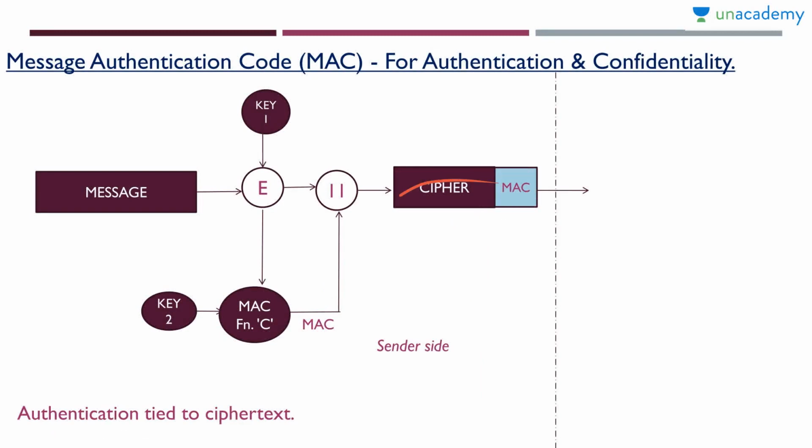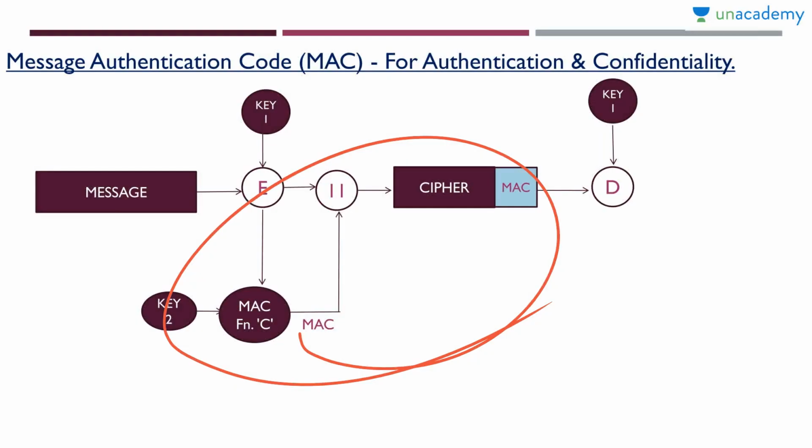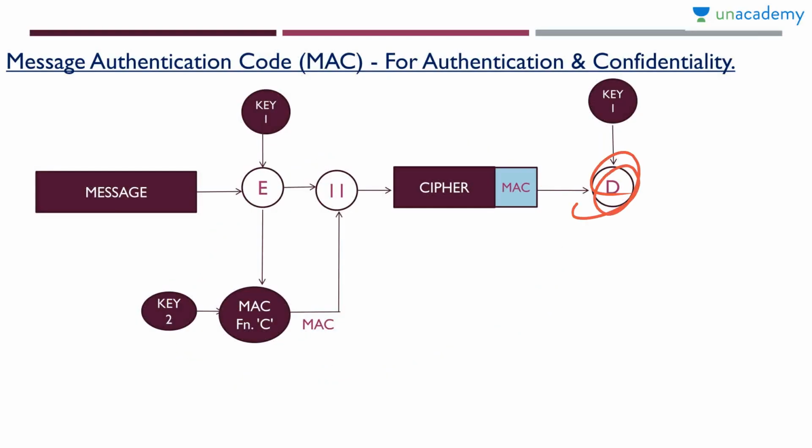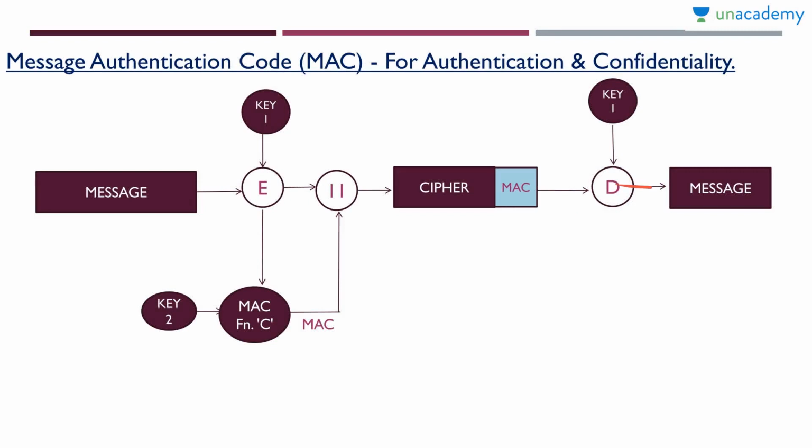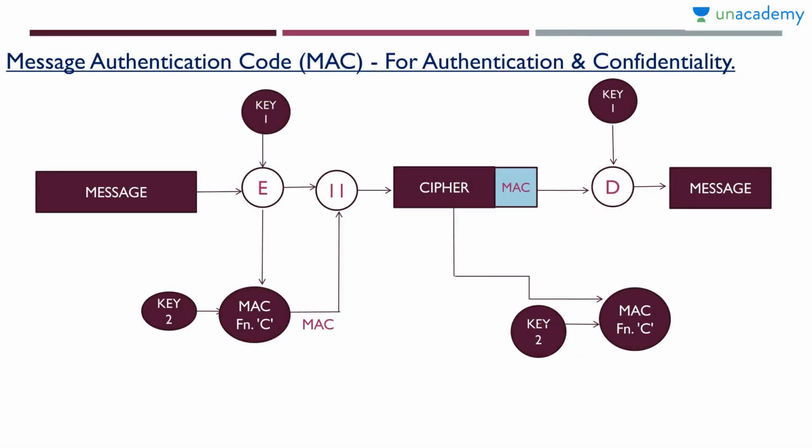Now at the receiver side, he'll have the decryption algorithm. He'll have the key, so he'll apply the key and the cipher into the decryption algorithm, and he'll get the message as the output. He'll also have the MAC function and key too, so he'll take the cipher and apply it to the MAC function along with the key, and he'll get an output. This output and the separated MAC will be applied to the compare function. If it is equal, the message is authentic, and if it is not equal, the message is not authentic.